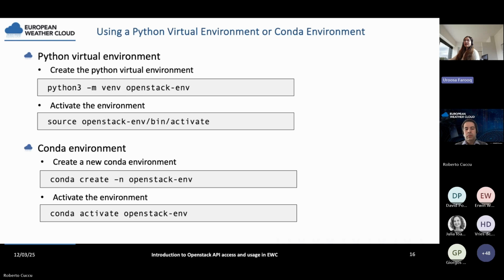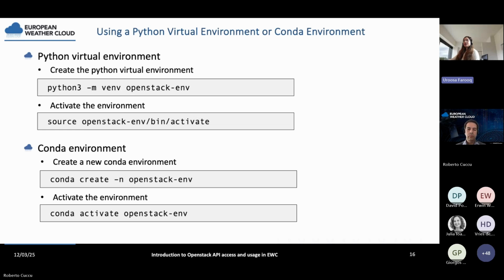To create this, you can use the command python3 -m venv openstack-env, or you can give whatever name you like. And then you can activate this environment by sourcing openstack-env/bin/activate. Once that is done, you will be all set to install the OpenStack client within this isolated environment.